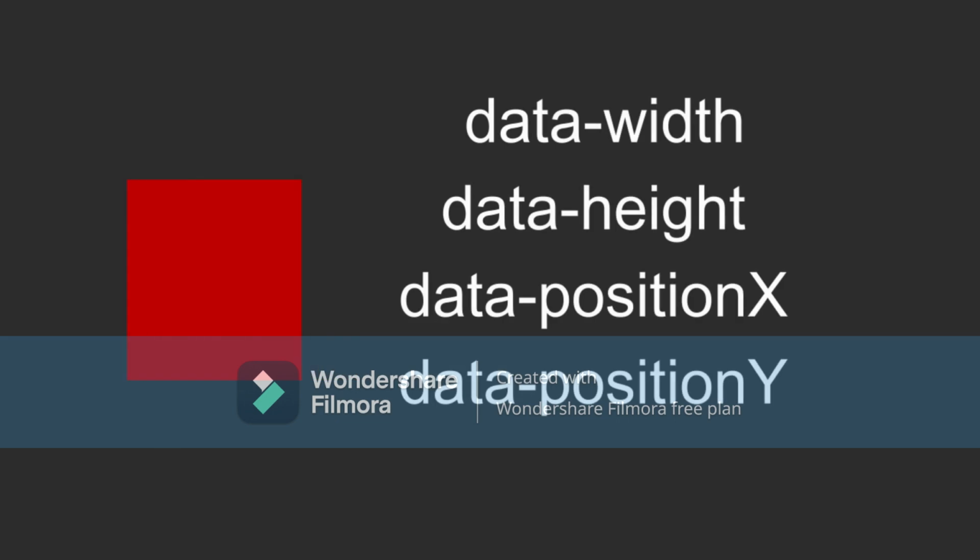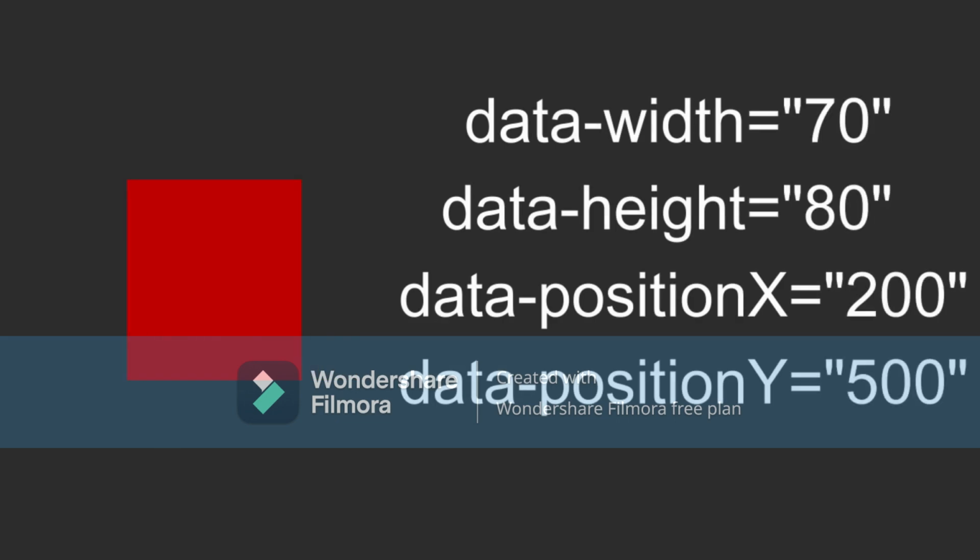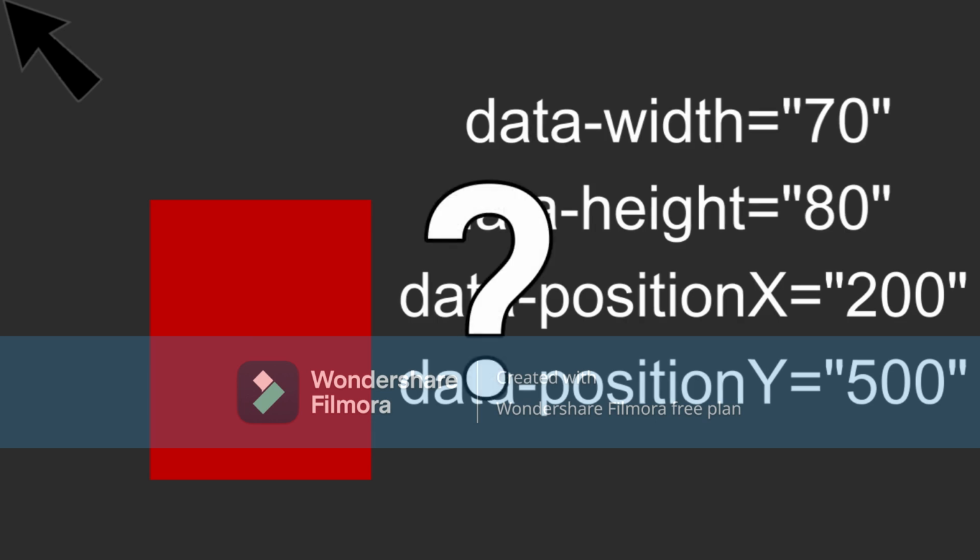This has the data width, height, position x, and position y. When these attributes are assigned to some data, it will accordingly change, like assigning data width 70 and height 80 and data position 200 and 500 with reference to the viewport of the web page, which is at the top left corner. And why we need it, you may ask? Well, that actually helps with the making of the map.